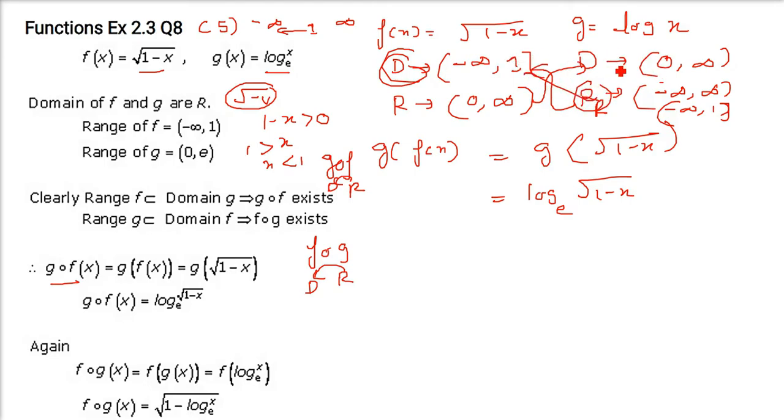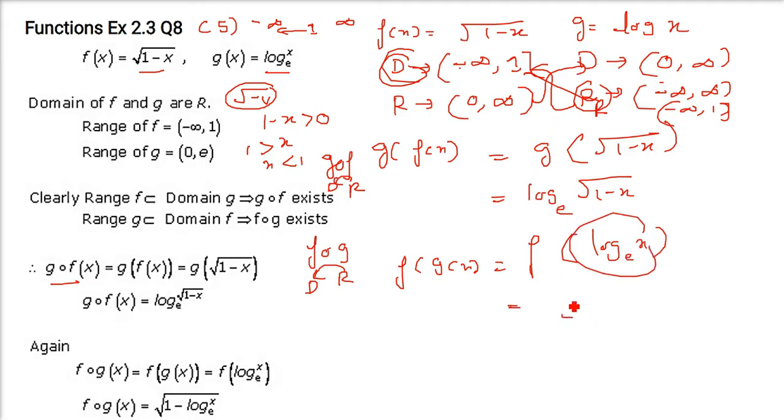But how to find this value? We'll go to that question, because one question is coming, and we'll try to find the actual domain, how to get that. That will take a short while. But for the time being, f of g(x) is f of this g(x), which is log x. Just put this log x inside under root 1 minus x in place of x. So under root 1 minus log x, base is e.